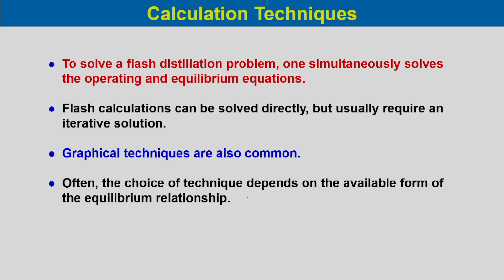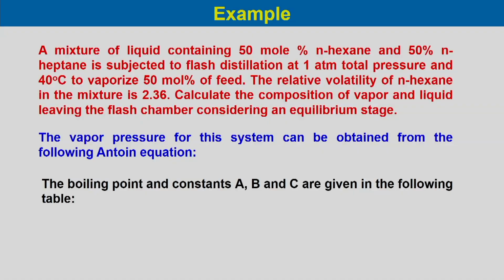Often the choice of technique depends on the available form of the equilibrium relationships. So, depending on the data or the relationship available, the choice of technique will depend on whether we should go analytically or graphically. Now, let us take an example to find the vapor and liquid composition coming out from a flash chamber.